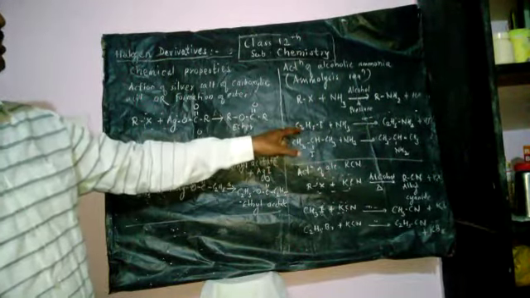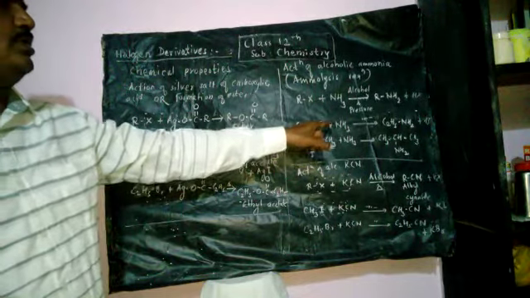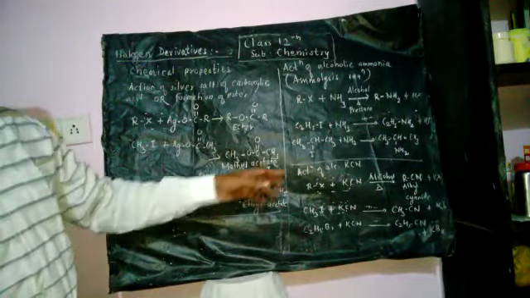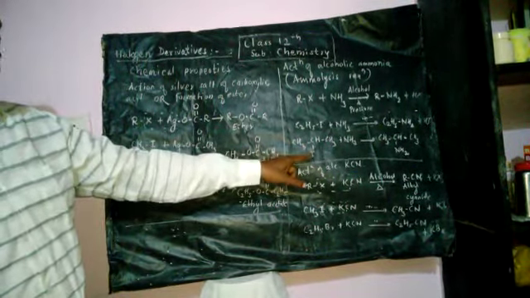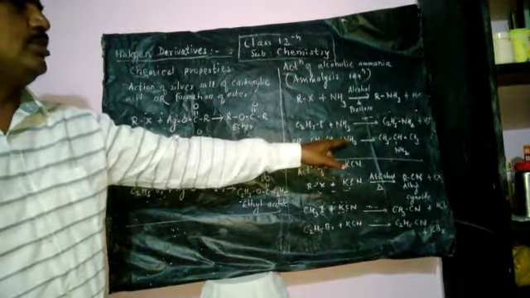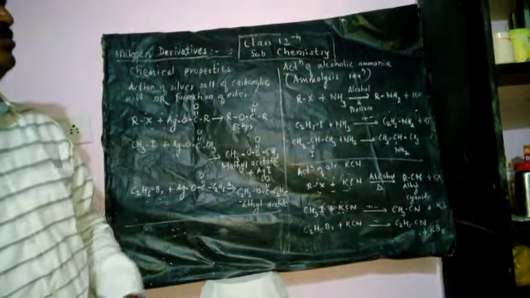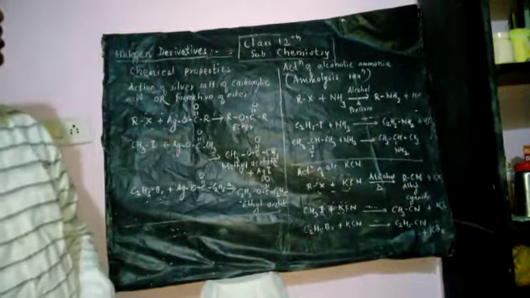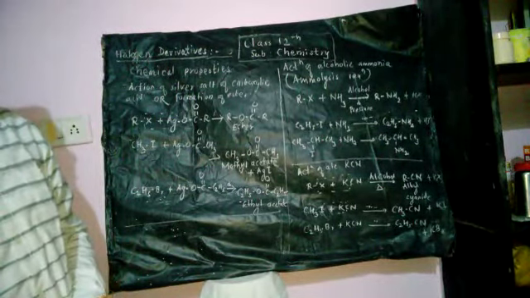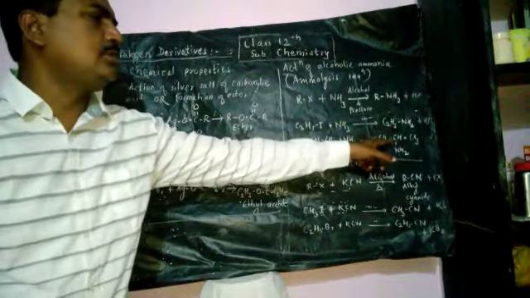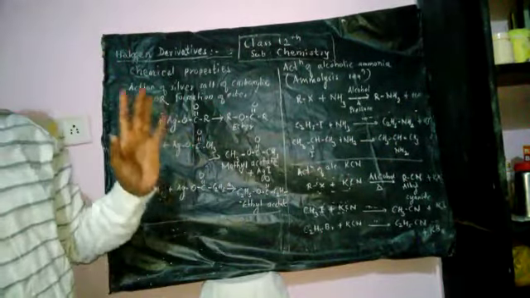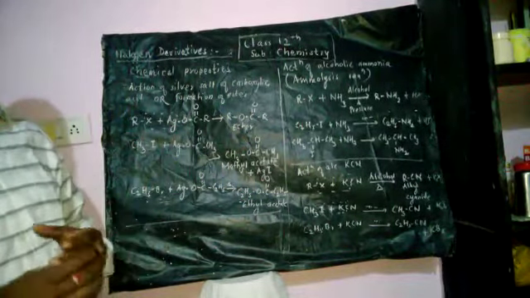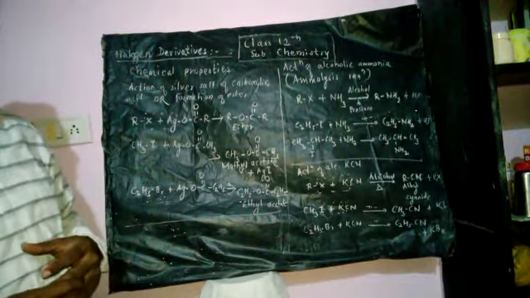For example, when ethyl iodide is heated with alcoholic ammonia, then ethyl amine is obtained. Other example is isopropyl iodide heated with alcoholic ammonia, then primary amine is obtained, isopropyl amine CH3CH(CH3)NH2. Amine is primary, it is not secondary.